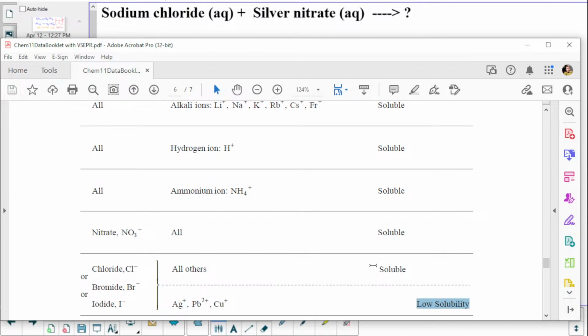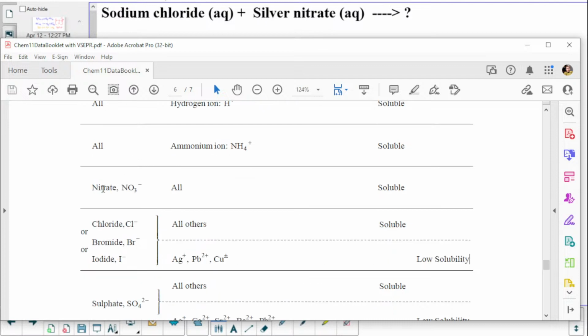It is also really important that you look at the exact identity of the ion. It is only low solubility with copper plus 1. If it's copper plus 2, CuCl2, it's soluble, it's fine. So whether it's copper 1 or copper 2 makes a difference in this chart. Everything else, soluble. Silver nitrate: you go down, look up nitrate, soluble with everything.